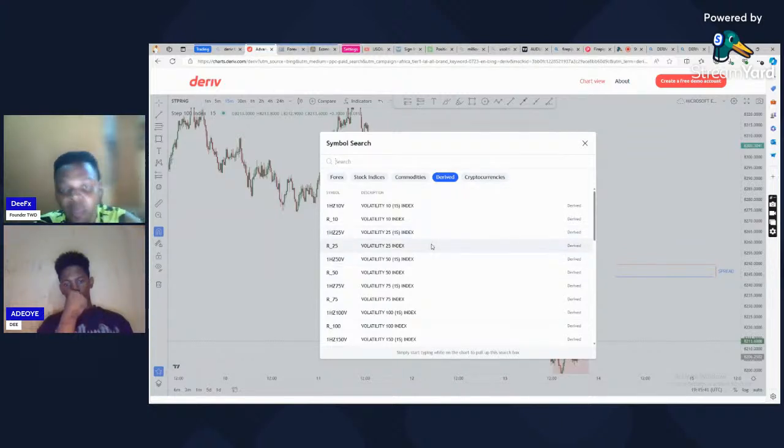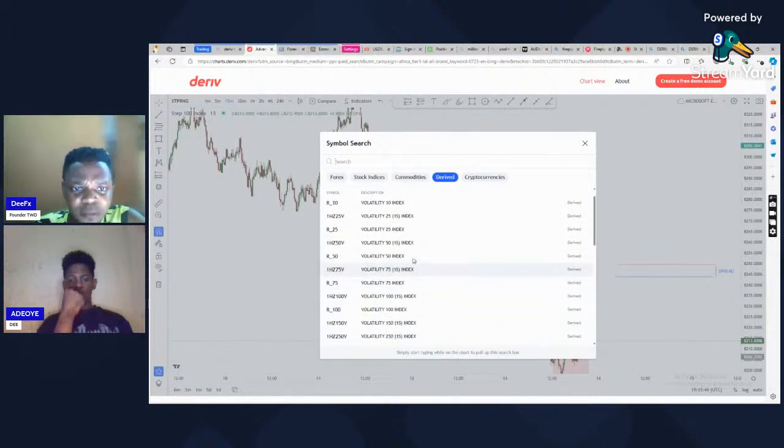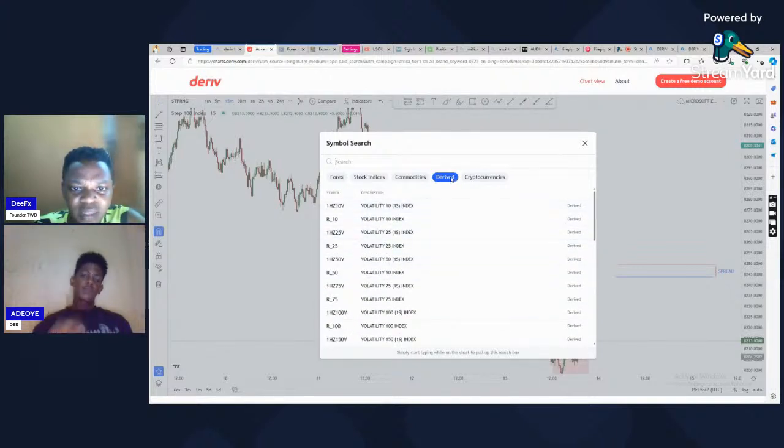Do you understand? So that's just it. So having understood that, you understand that there are different Deriv pairs. Now you can see Volatility 10-1s. Make sure you are clicking on Deriv.